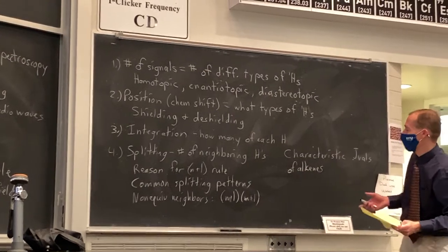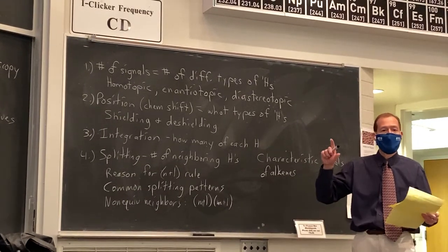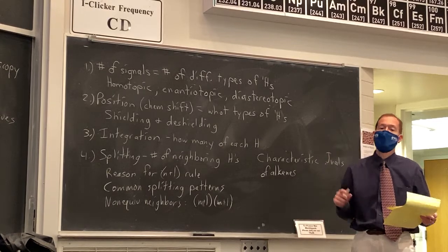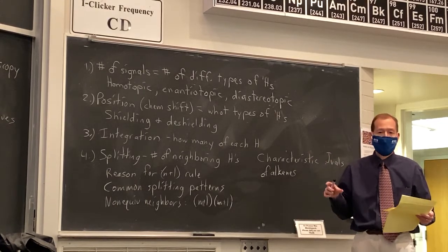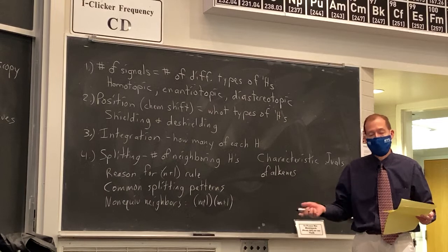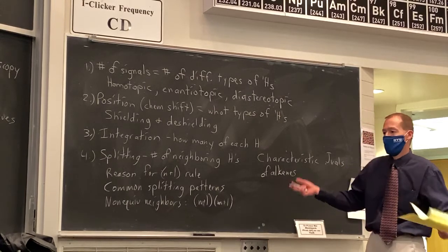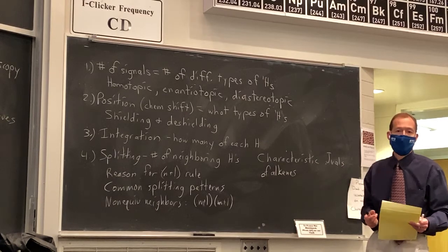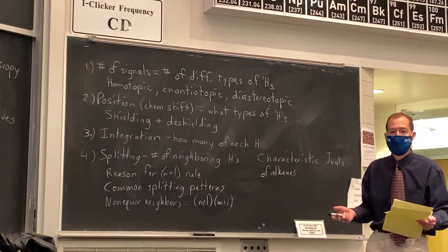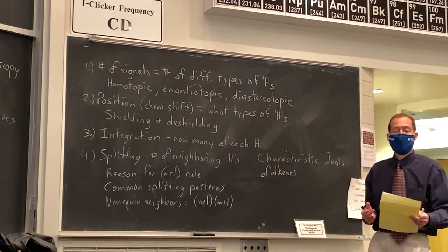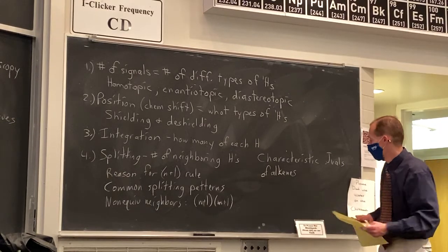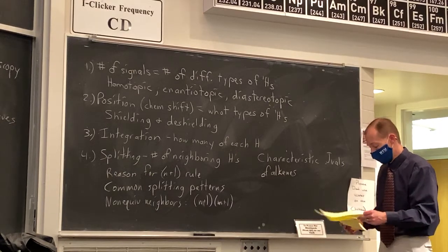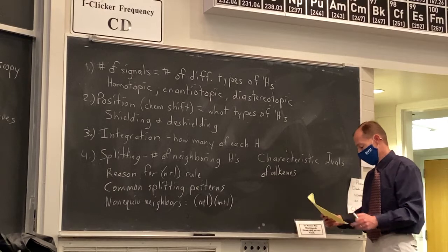We taught you that if you have geminal hydrogens on an alkene, you have a small coupling constant. Cis hydrogens give you a medium coupling constant. Trans hydrogens give you a large coupling constant. And we went over an example in class of how you can use those different values to assign the peaks in the proton NMR.